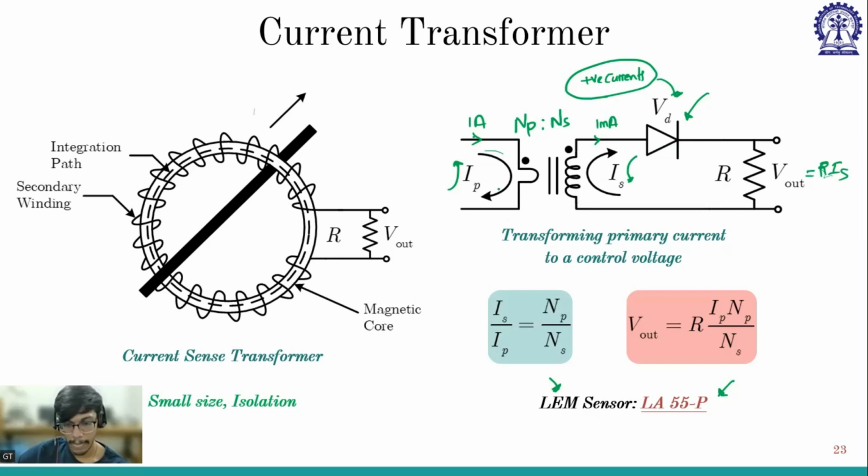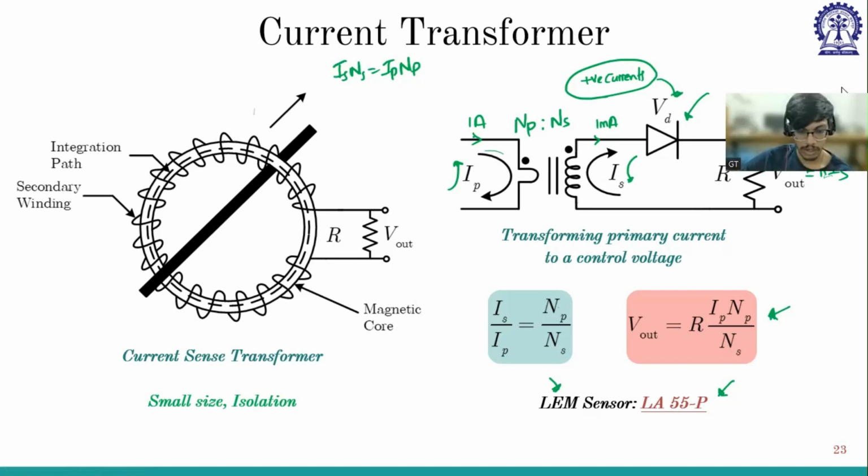So as you know, N1 I1 equal to N2 I2. So IS NS will be IP NP. And from this, I will get IS by IP. And my V out is R into IS. So from here, IS is NP IP by NS. So V out is this. So depending upon my turns ratio and my primary current and the resistor I have selected, my V out will be defined.